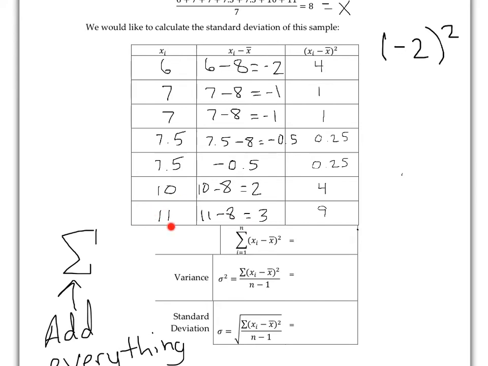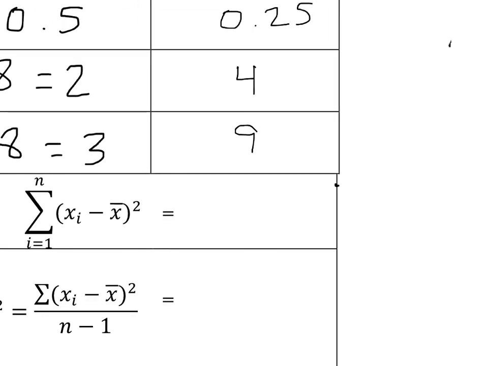I mean, there weren't a whole lot, but what if there were like 400? You would write i equals 1 to 400 here. So you'd put 400 for n, and then you'd take 1, 2, 3, and you would go all the way down to the 400th, and then you'd add them all up. So let's go ahead and add these up here. I'm going to punch these into a calculator. So 4 plus 1 plus 1 plus 0.25 plus 0.25 plus 4 plus 9. I got 19.5. Okay, so we'll go ahead and put that in there. So that's 19.5.